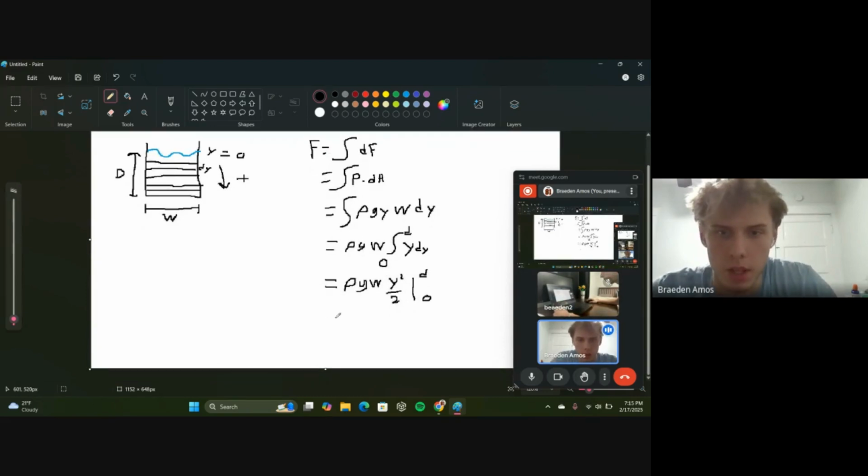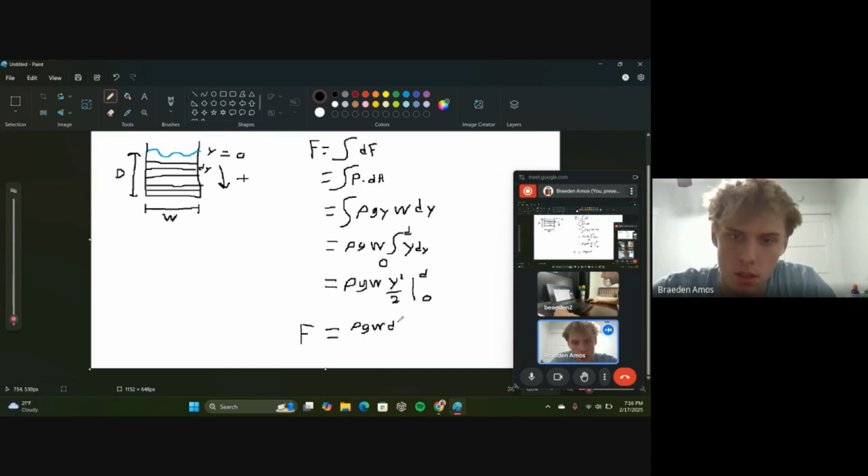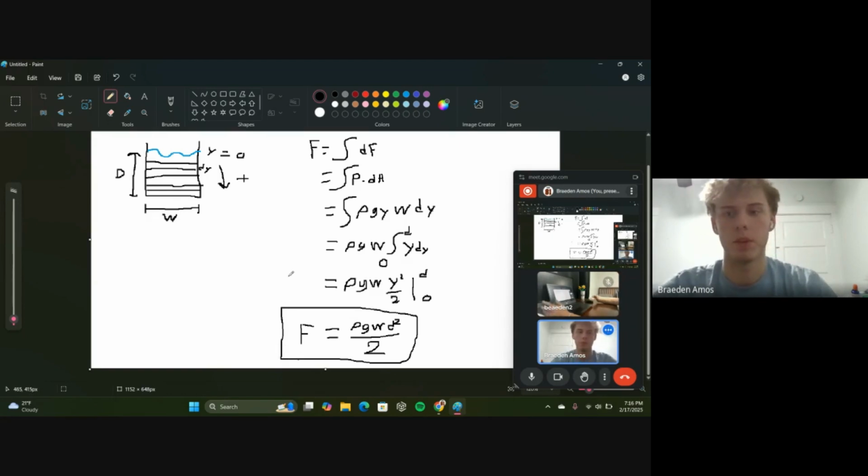And then once we evaluate that, we can get our final answer, which is the force. The force to hold back the wall would be equal to rho g W times D squared all over 2. And that is the force required to make sure it stays in place.